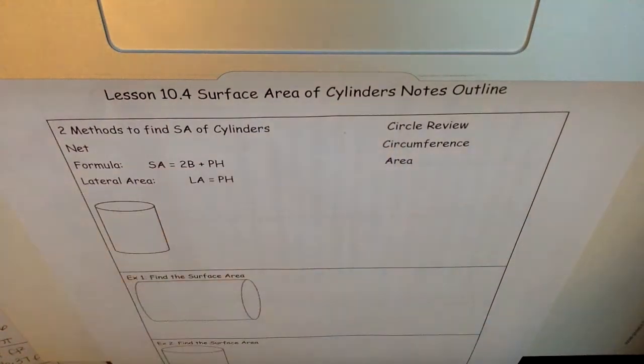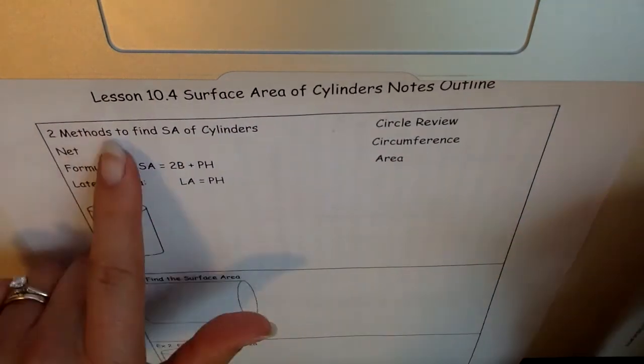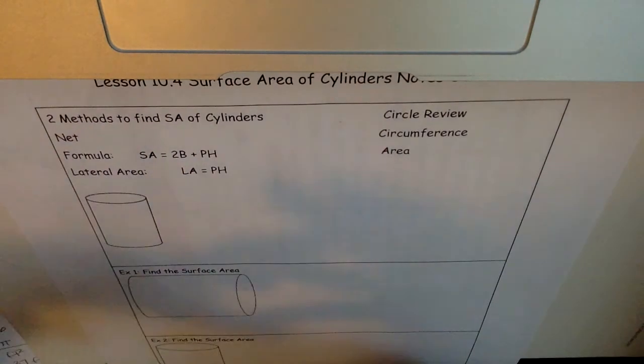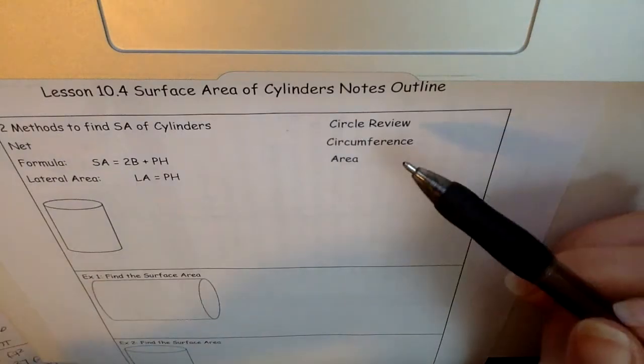We've recently gone over surface area of prisms. Surface area of cylinders is very similar. Again, there's two methods to find the surface area of cylinders. You can either use the net and find the different parts and add them together, or you can use the formula. Over here, I've given a little circle review.